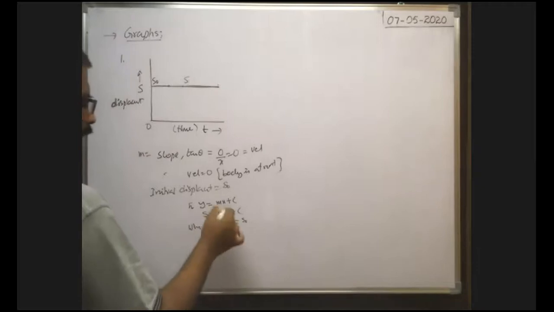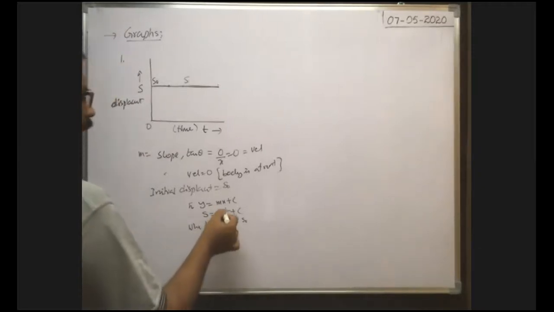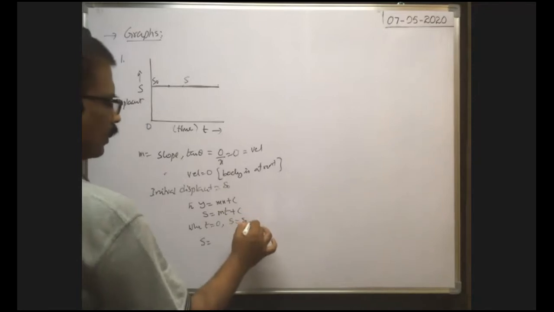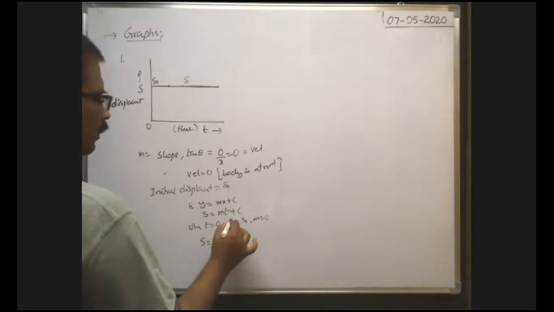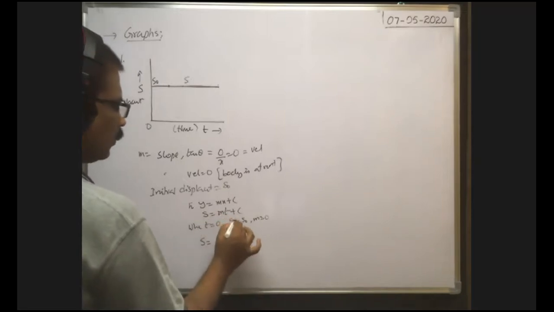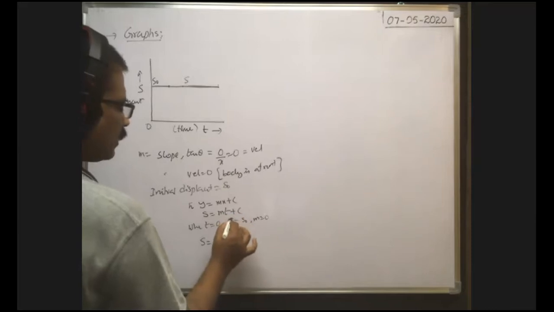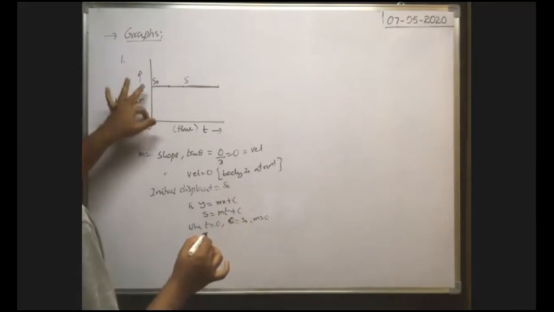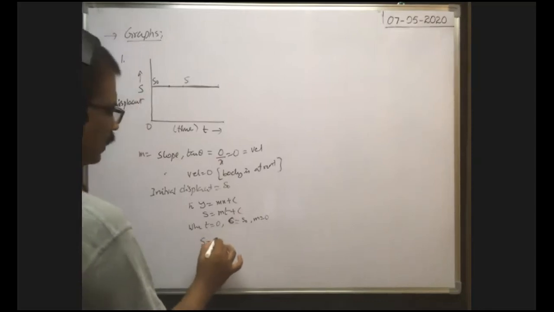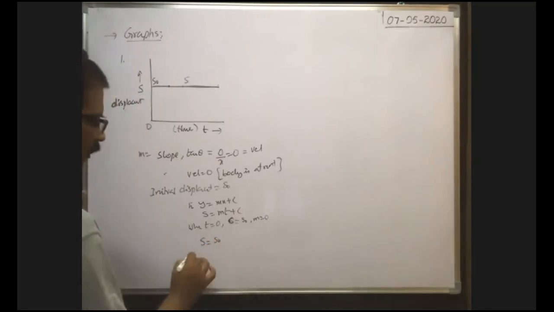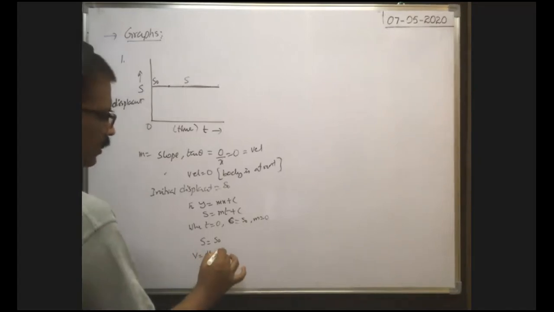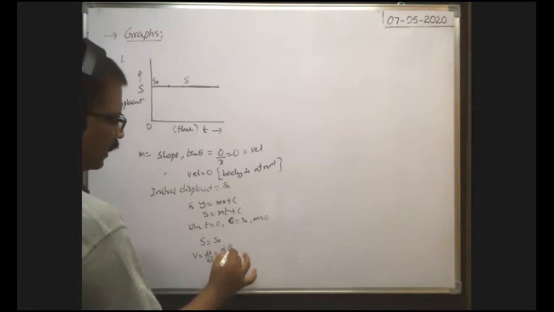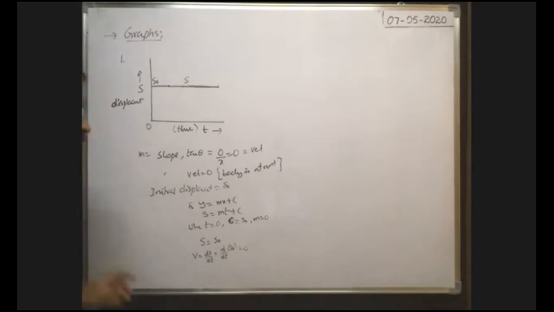Okay, you substitute the case here. Therefore, s is equal to, whatever the value of t, as m is 0, s is equal to c. So when t is equal to 0, s is equal to c. c means s naught, no? So c is equal to s naught. s naught is constant. That's why velocity is equal to ds by dt, that is equal to d by dt of s naught. s naught is the constant, that is equal to 0, no? When you differentiate the constant, you will get 0. That's why velocity is 0.